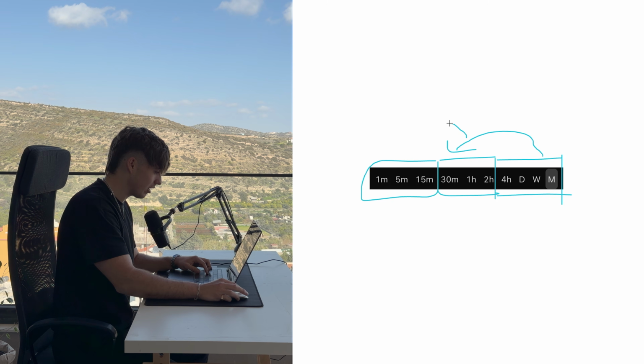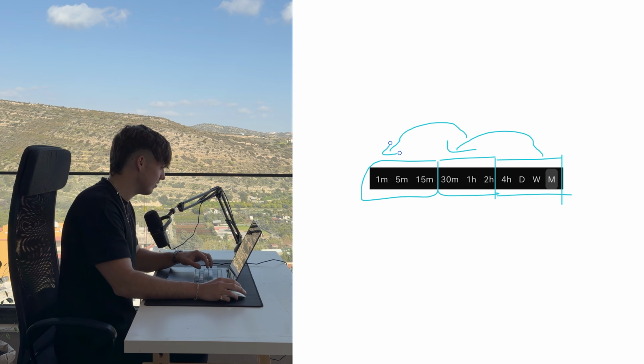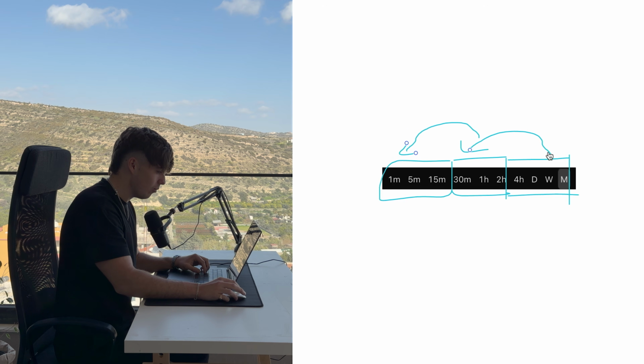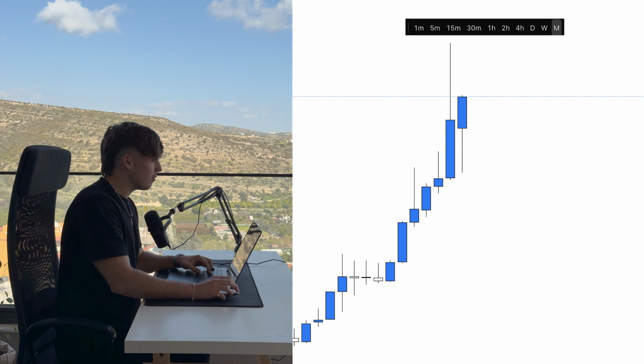Then very simply, we work our way down to the lower time frame section, and that is what's going to give us our entries and being sniper accurate when we're taking positions. So how does top-down analysis actually work?